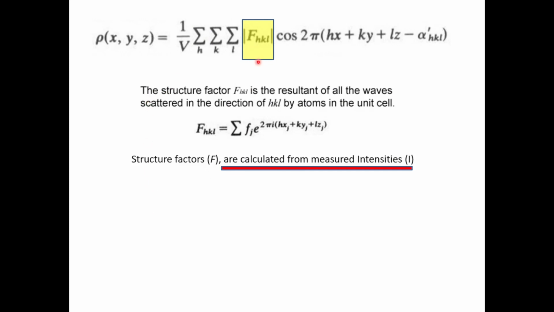Okay, so the next term here is the structure factor, F, and there's an F for each HKL, and that is the resultant of all the waves scattered in the direction of HKL by all the atoms in the unit cell. This is the equation for it here. And the big thing to remember here is that the structure factors F are calculated from the measured intensities I, and the measured intensity I will get from the experimental diffraction pattern.